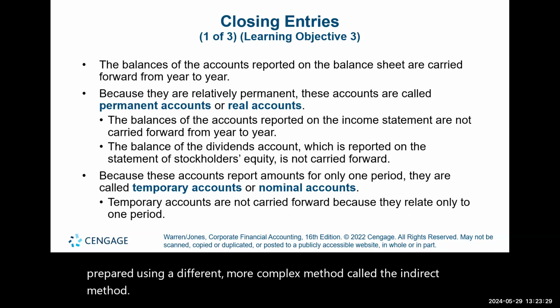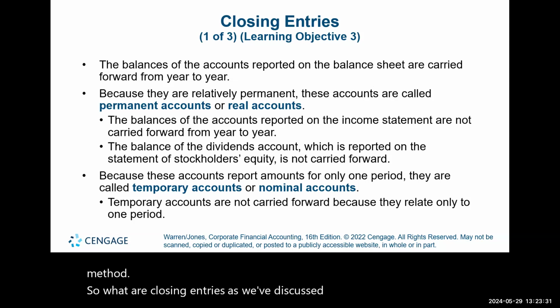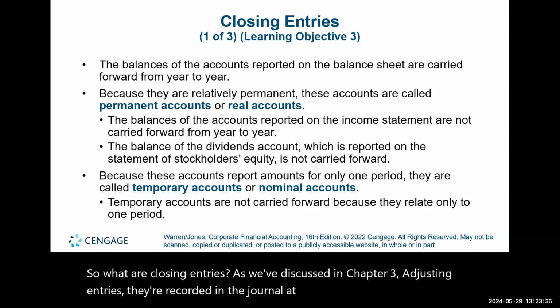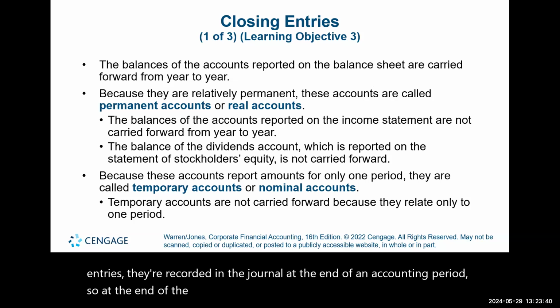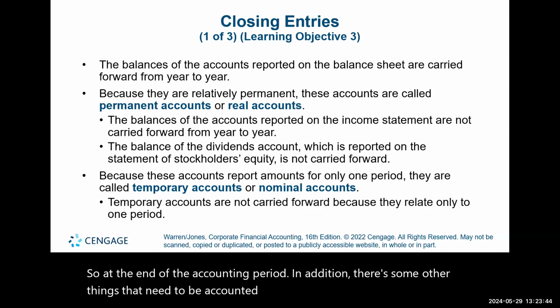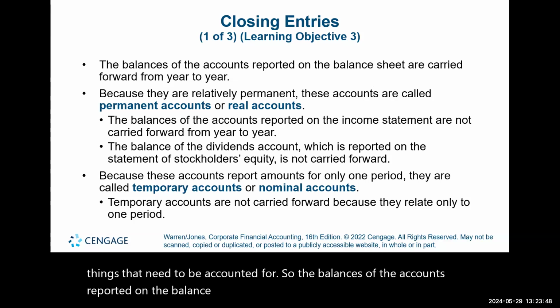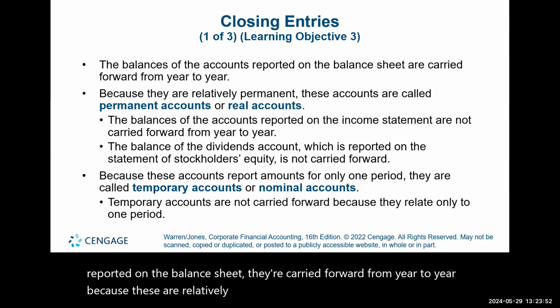So with our closing entries, as we've discussed in chapter 3, adjusting entries are recorded in the journal at the end of an accounting period. At the end of the accounting period, in addition, there are some other things that need to be accounted for. The balances of the accounts reported on the balance sheet are carried forward from year to year. Because these are relatively permanent, these accounts are called our permanent accounts or our real accounts.